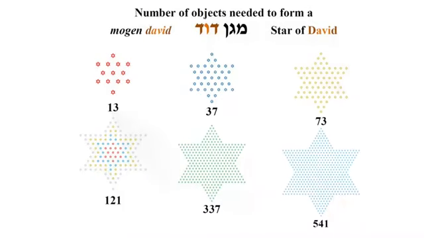I got another freebie to throw in here. We talked in the first one about how many dots you need to make a Star of David. 13 dots, there's your 1 and 3. That's pointing to that complex unity of him. 37 dots, 73 dots, 337 dots. You hear these 3s and 7s, but there's a really nice big one here called the 541 dot Star of David.